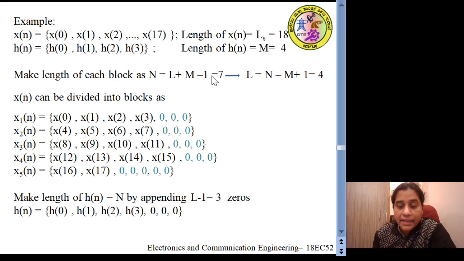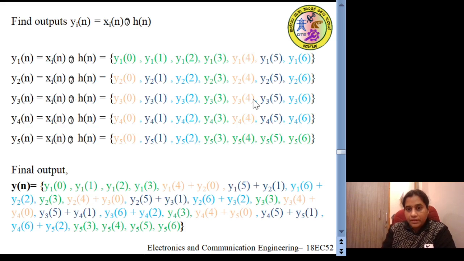We have to make the length of the given impulse response equal to the length of the blocks. So what's the length of the impulse response? It is m, but we have to make the length of h of n also equal to n, such that these n-sample blocks can be directly convolved with the n samples of h of n to obtain our yi of n. So as h of n has the samples h of 0, h of 1, h of 2 and h of 3, we have to make the length of this 7. So how many remaining? 4 minus 1, 3 zeros to be appended to make the length of our h of n equal to 7. What's the next step?